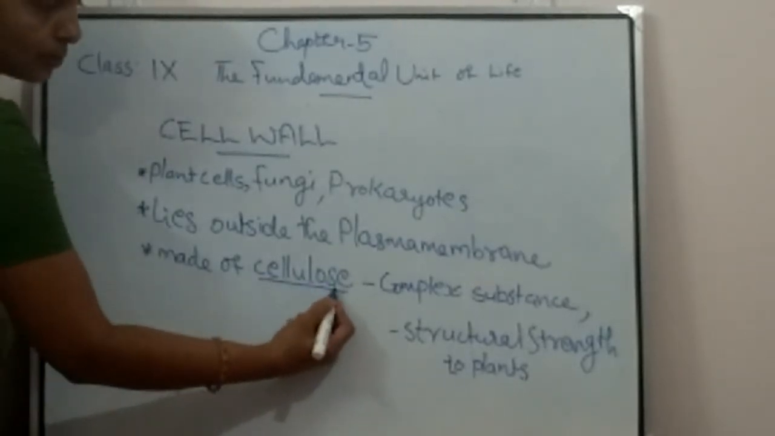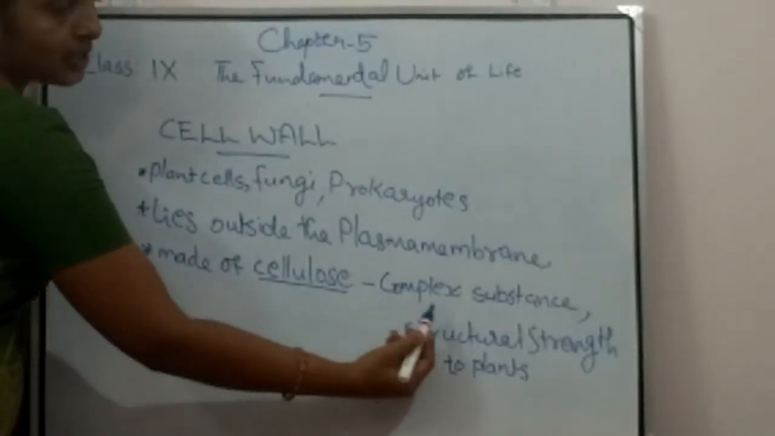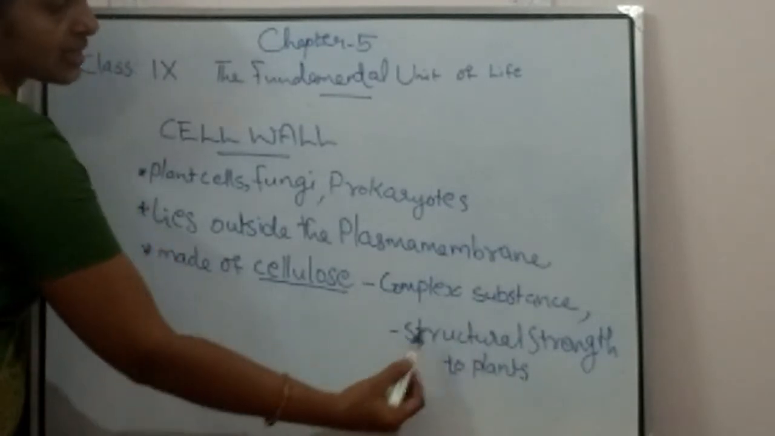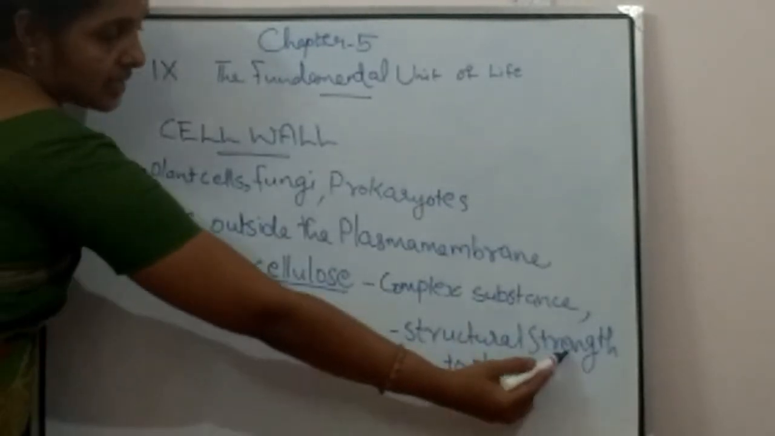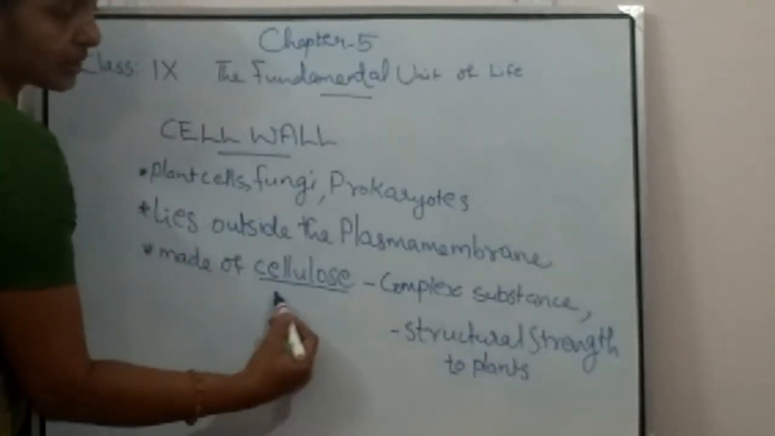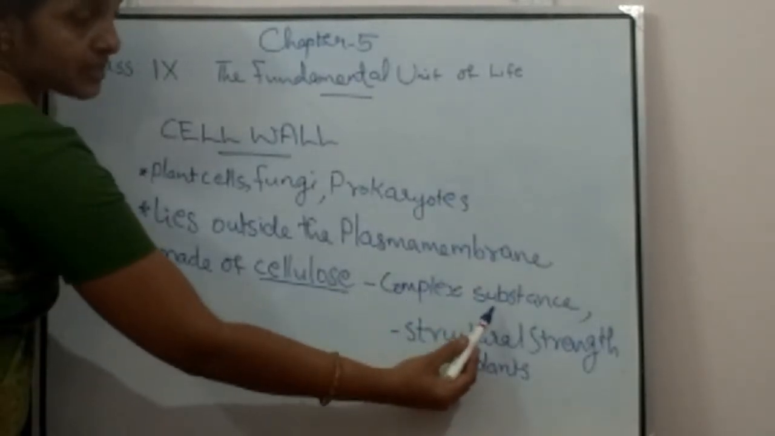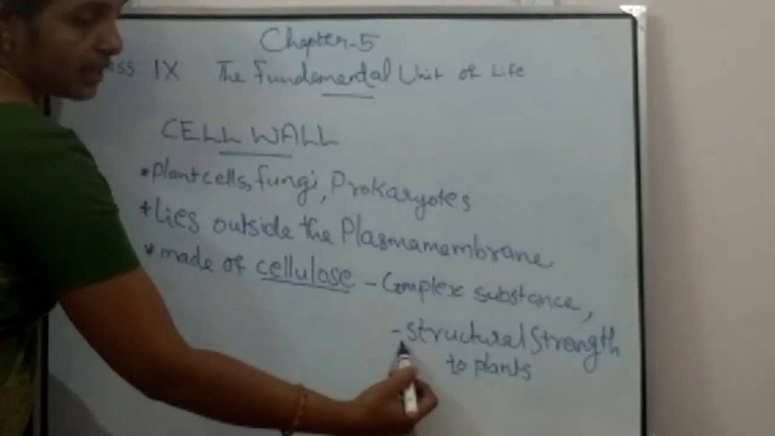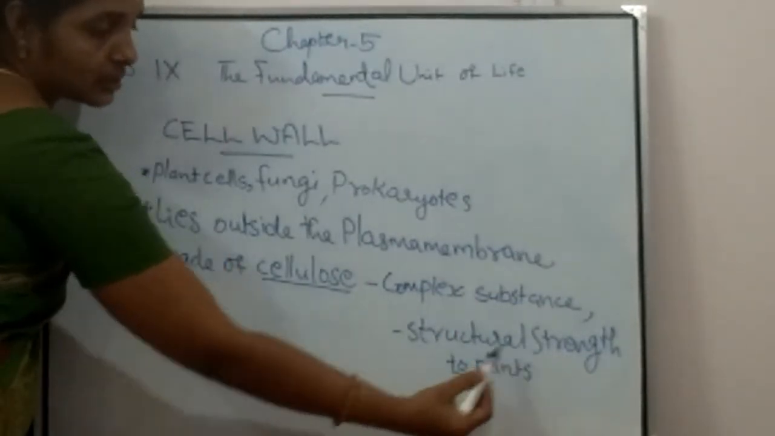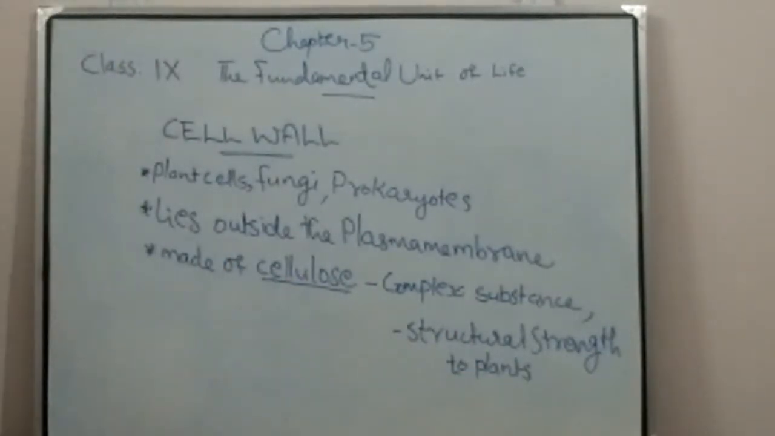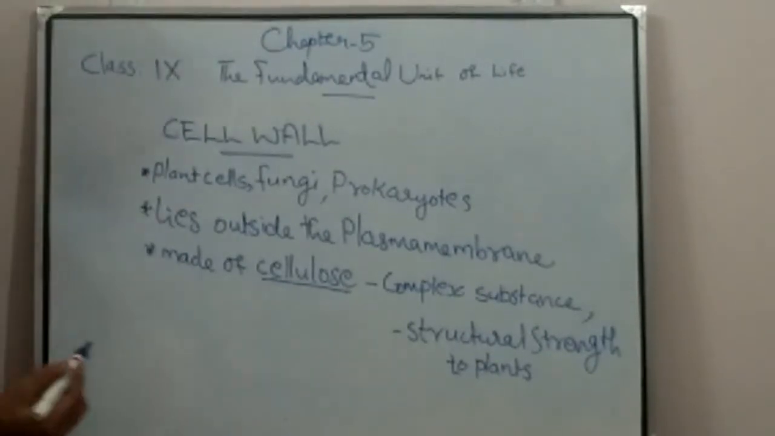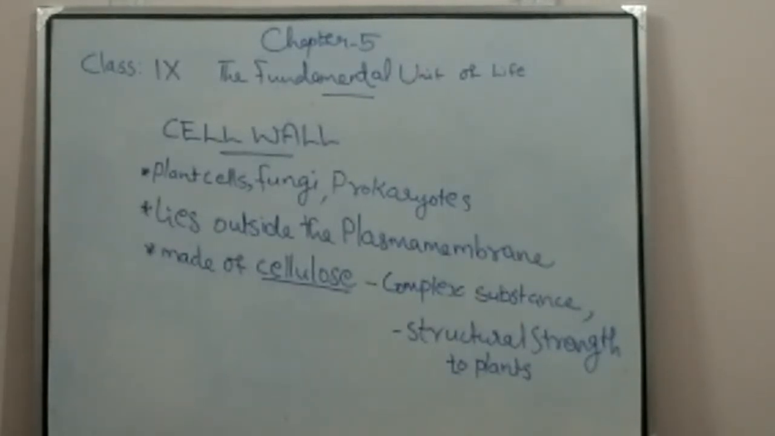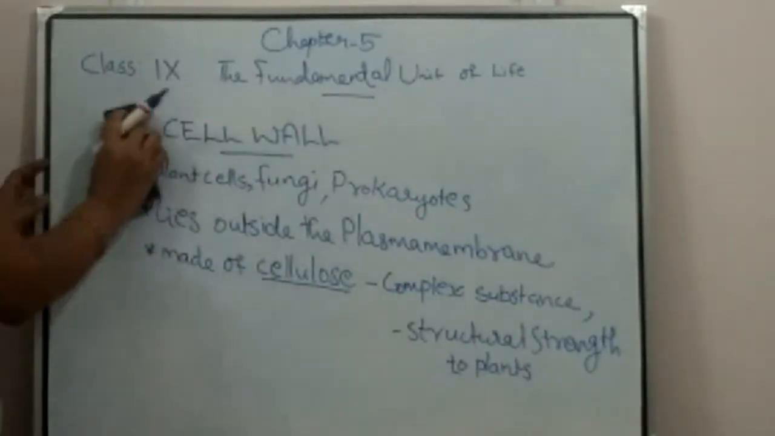What is that? Cellulose. That cellulose is a complex substance and it provides structural strength to plants. So what is cellulose? It is a complex substance, you know, a complex sugar, and it provides structural strength to plants. Then living plants show another feature called plasmolysis. Then what is plasmolysis?